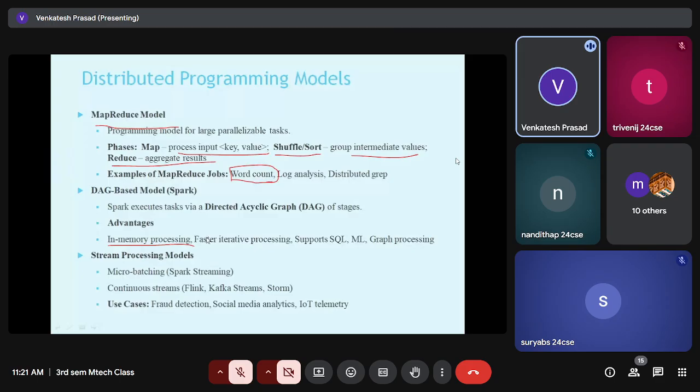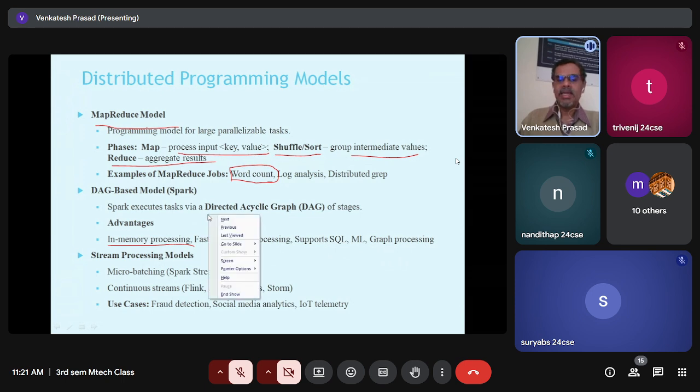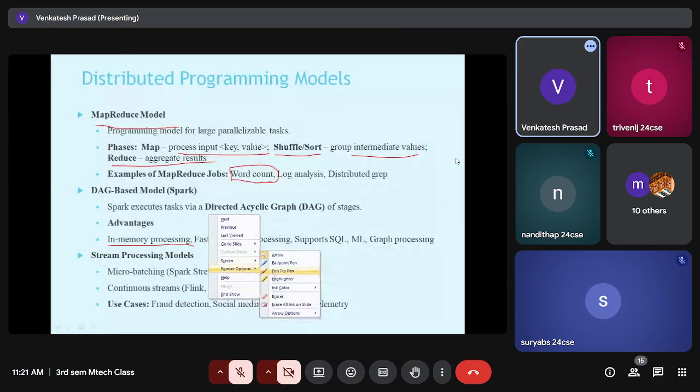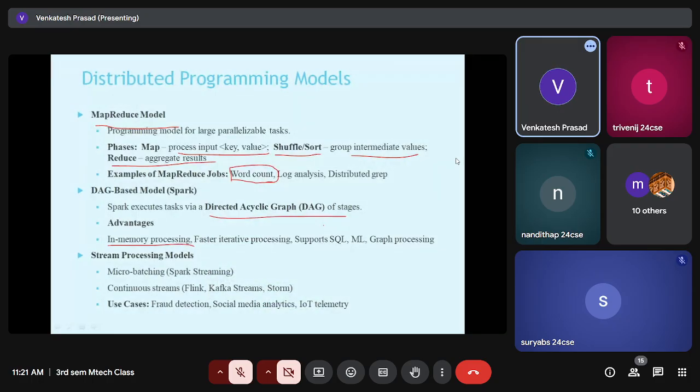Okay, so Spark uses it, and then there are other models also, like those supporting SQL, ML, and graph processing. They all use the so-called DAG model, directed acyclic graph. You all must have studied this DAG. Otherwise, it's good to refresh it when you get a chance. They are directed graphs, and there is no cycle or loop formed in the graph. That's why they are acyclic, directed acyclic graphs.